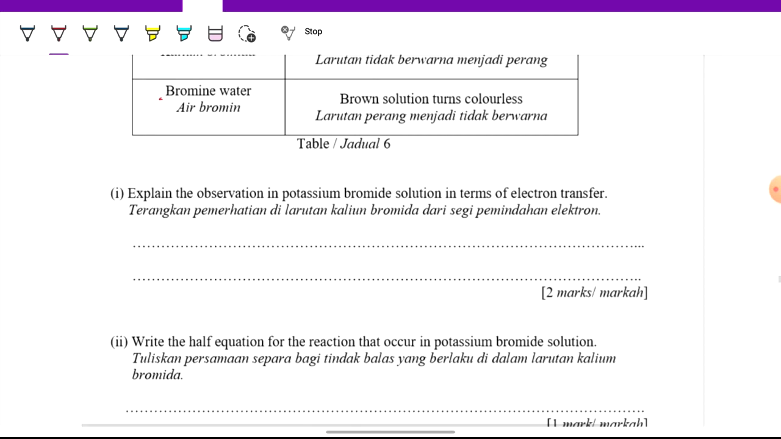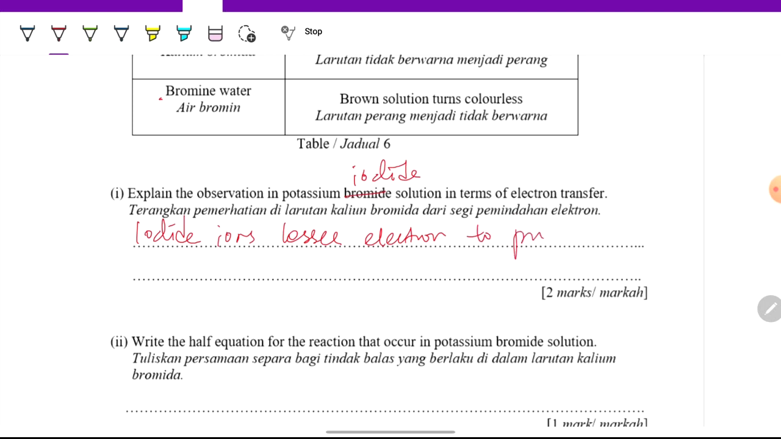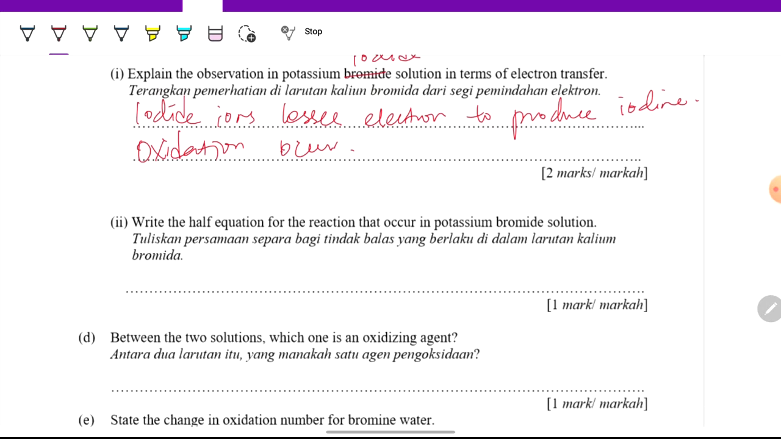So explain the observation for the potassium iodide solution in terms of electron transfer. Here will be iodide already. So iodide ions will lose electrons to produce iodine. So in this reaction, oxidation occurs. Write the half equation for the potassium iodide again. So iodide changes to iodine. You see, this one undergoes oxidation, right? Oxidation is loss of electrons. So there are two iodide ions.